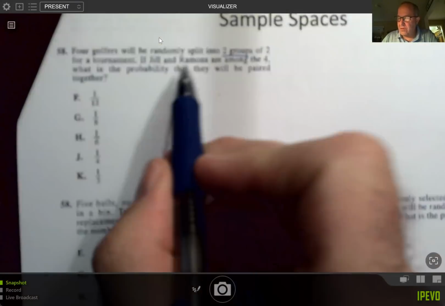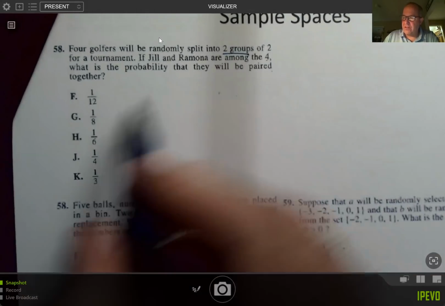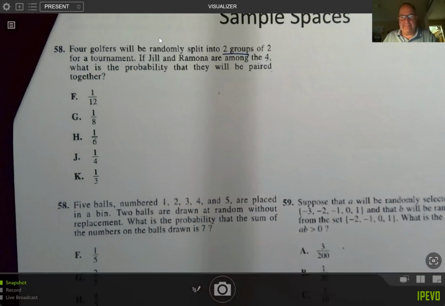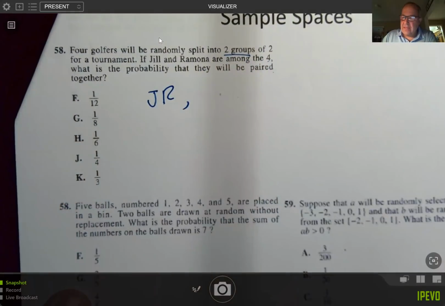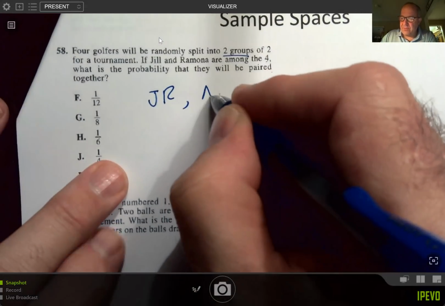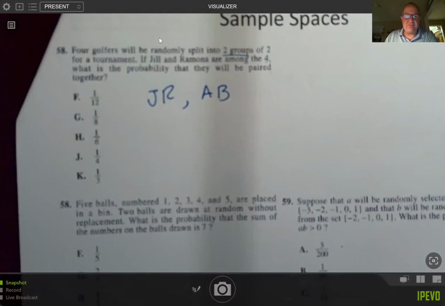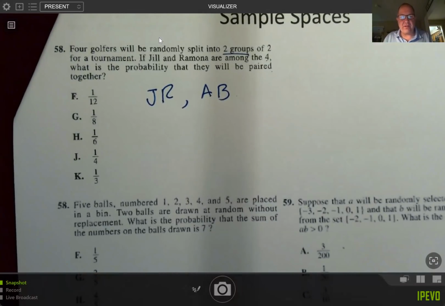Okay, 58 says you've got 4 golfers, and you're going to put them into 2 groups of 2. Now it says Jill and Ramona are among the 4. What's the probability they'll be paired together? I don't know. Let's make up all the choices. We could put Jill and Ramona in one group, and then I could put in person A and person B in the other group, right? This is one possible pairing we could have.